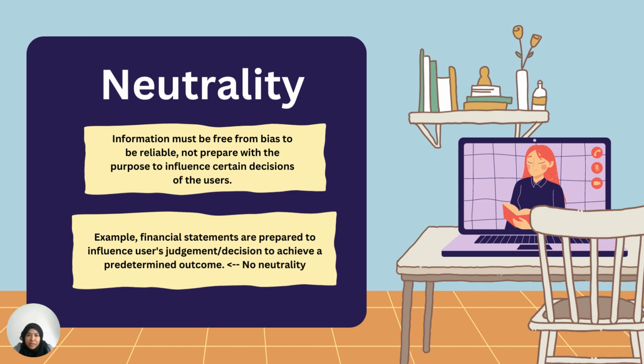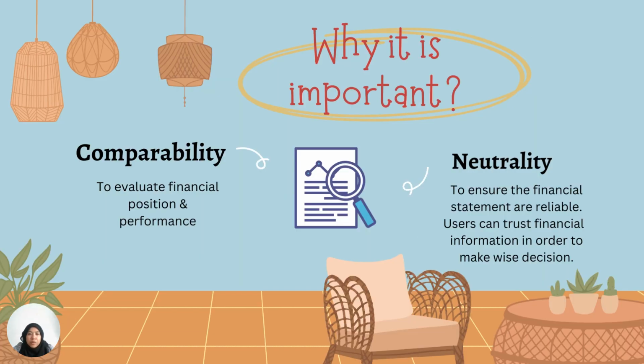So neutrality means information must be free from bias in order to be reliable, not prepared with the purpose to influence certain decisions of the users. So it must be neutral, it must be free from bias. For example, if financial statements are prepared to influence users' judgment or decision in order to achieve a predetermined outcome, therefore, there is no neutrality in the financial statement.